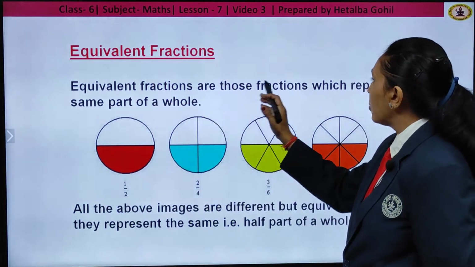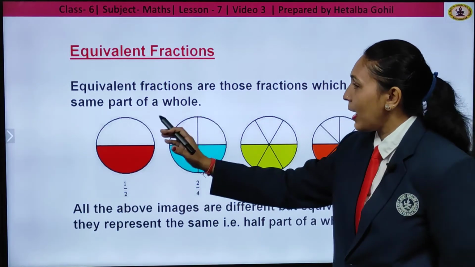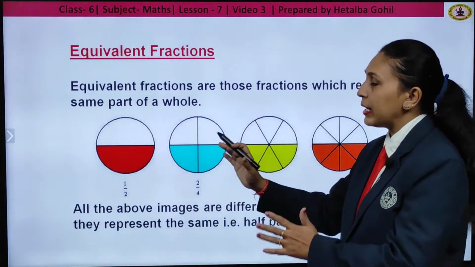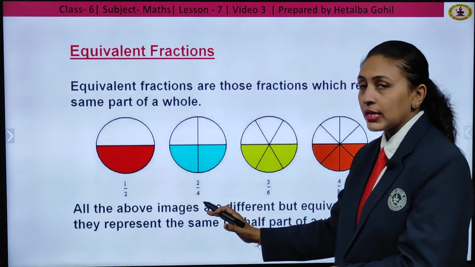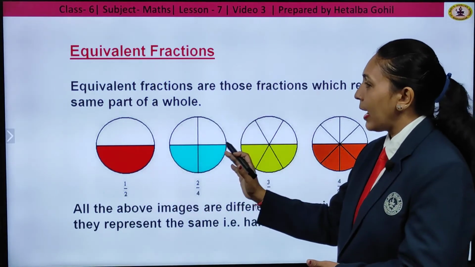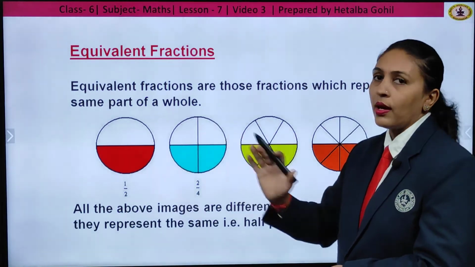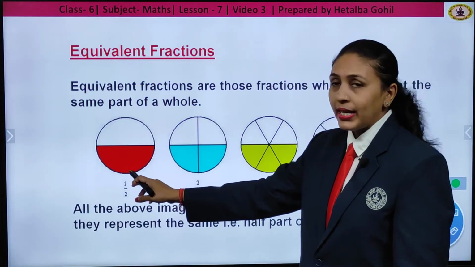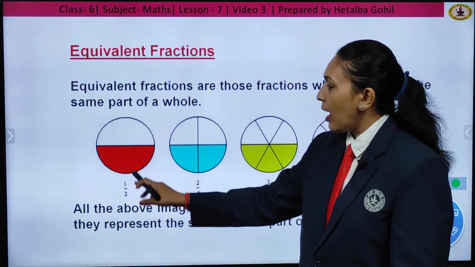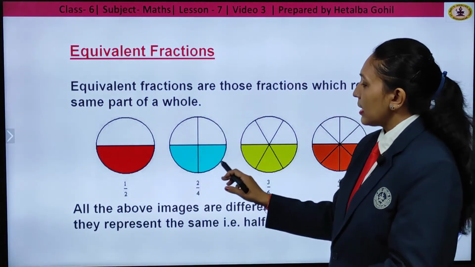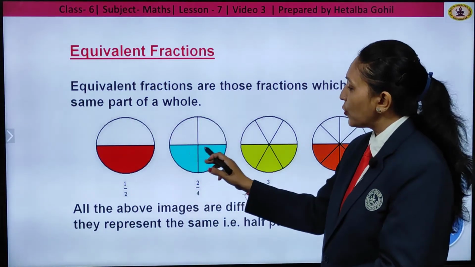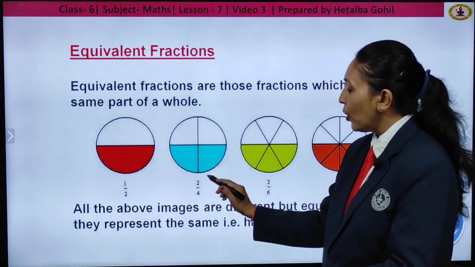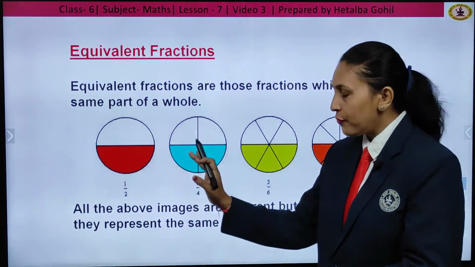Equivalent fractions are those fractions which represent the same part of a whole. Children, all the 4 are one whole marked differently into different parts. They represent different fractions, but they are the same in the sense that they are half of a whole. You can see the one whole here, after the 2 parts, one is shaded, that means it is one half of a whole. In circle 2, 4 parts are made, of which 2 parts are shaded, that means half of the circle is shaded.